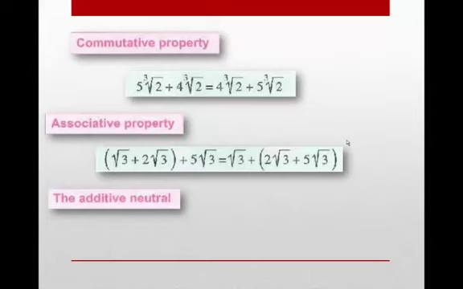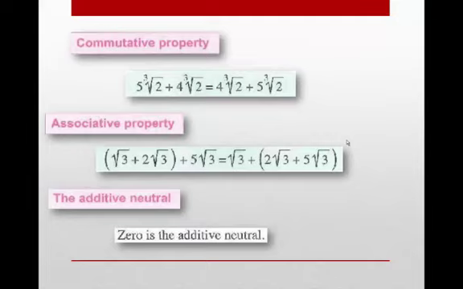The additive neutral. The additive neutral is 0. 0 is the additive neutral. 0 plus 2 root 5 equals 2 root 5. 0 plus 3 cubic root 4 equals 3 cubic root 4.